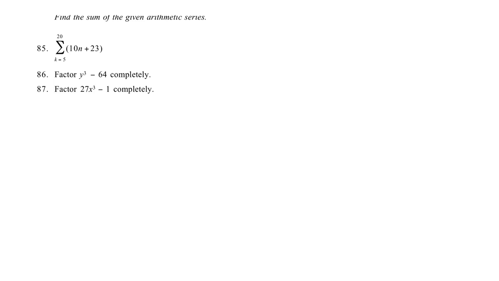Okay, number 85. Find the sum of the given arithmetic series, or arithmetic, however you want to say it. So I need to plug in k, the bottom k. Well, these variables don't line up. That should be a k. So 10 times 5 plus 23. This gives us the first term of what we're adding up. So 50 plus 23 is 73. So that's going to be our A1.